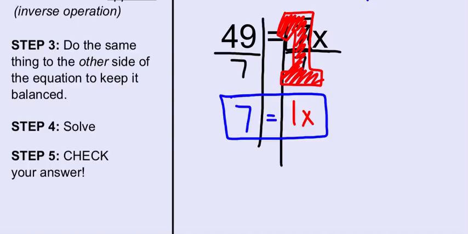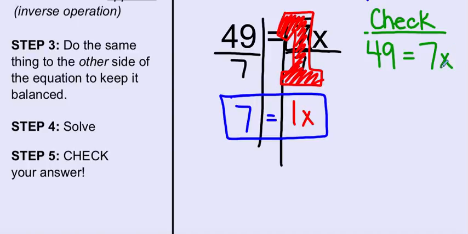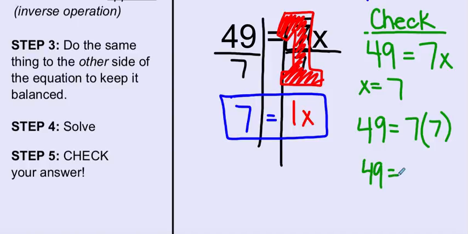Then just to verify, I'm going to go back and check my work. When I check my work, I write down the original problem, which said 49 equals 7x. I know that x equals 7 because that's what I solved it to be. I'm going to plug it in. So this is 49 equals 7 times x, but I solved x to be 7, so now I have 49 equals 7 times 7, which is 49, and is that true? Yes, it is. So that checks out, and I know I got the correct answer.